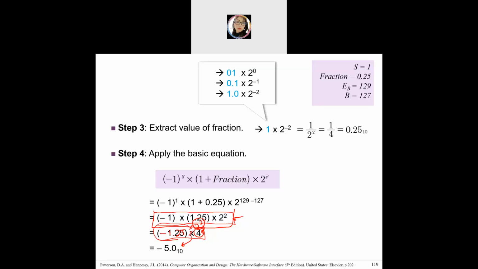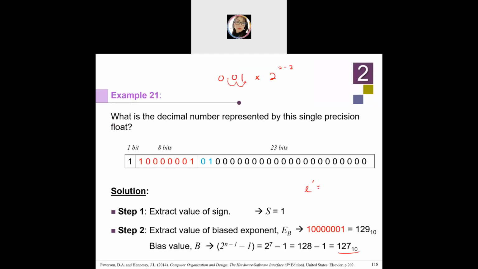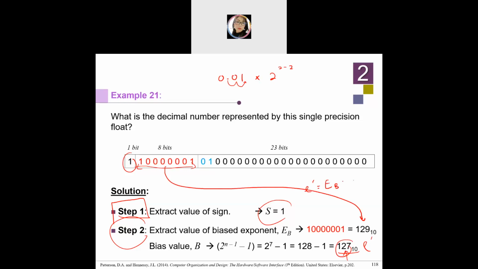Okay, so you need to look step by step. Again, we go for this question. First step is our sign. Second step, we need to have the E prime value. After we get the value here, we convert to decimal. This one is already fixed, and we do E prime equals EB minus B. Then we get 2.